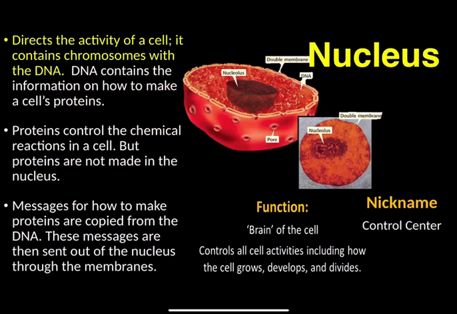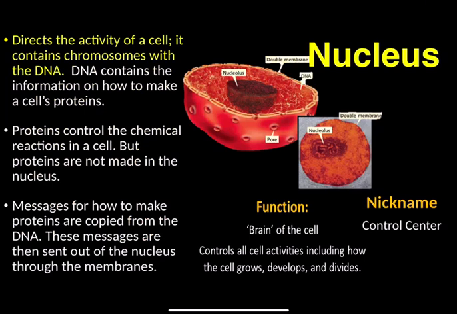The nucleus. The nucleus directs the activity of a cell. It contains chromosomes with the DNA in it. DNA contains the information on how to make a cell's proteins. These proteins control the chemical reactions in a cell. But proteins are not made in the nucleus.